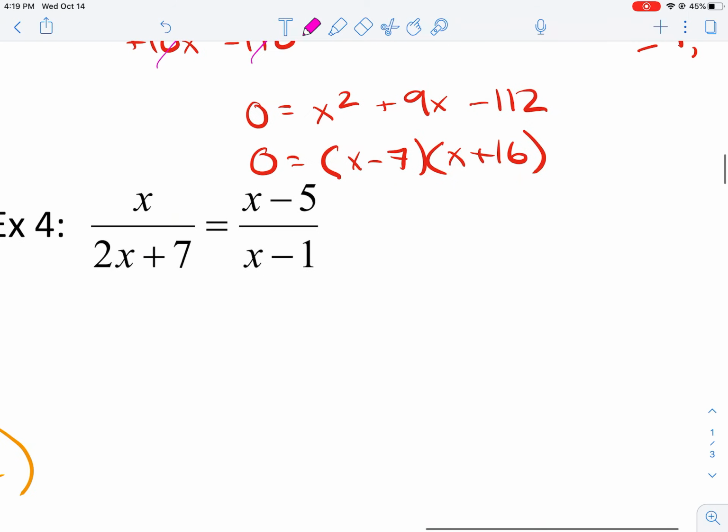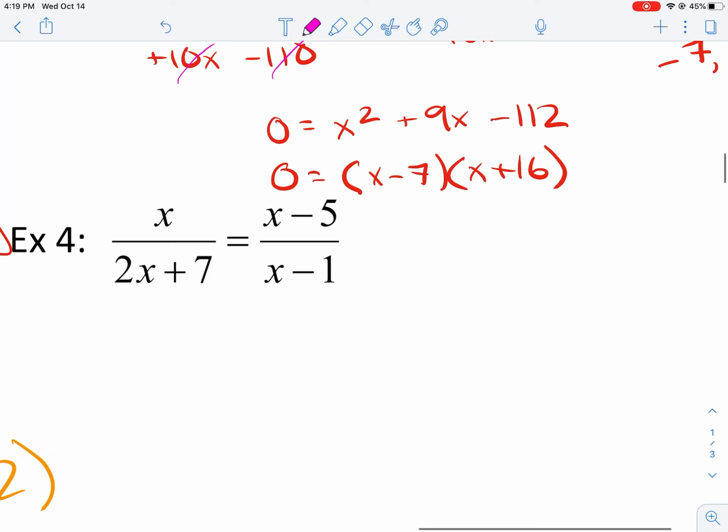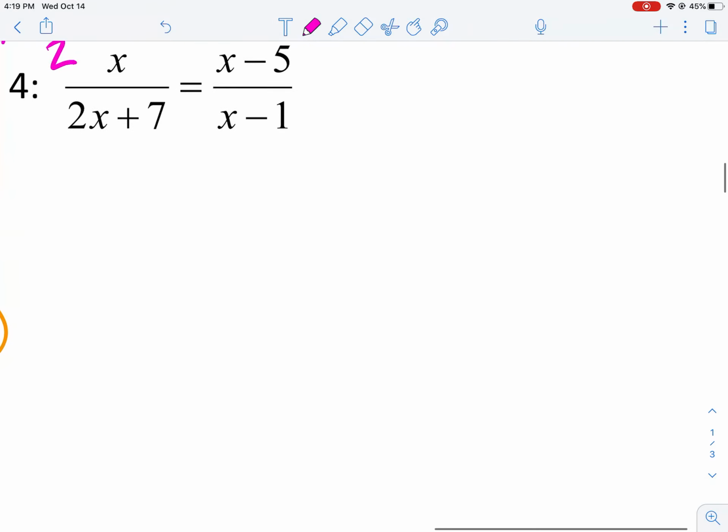All right, that was method 1. Let's finish up with method 2 on example 4. So I'm going to use method 2, which is the denominator dropper. All right, and so let's get started.